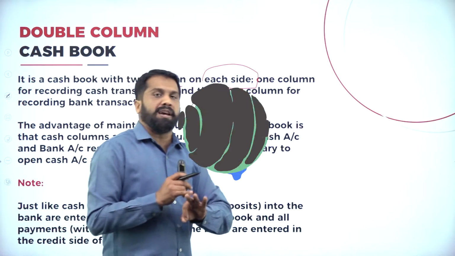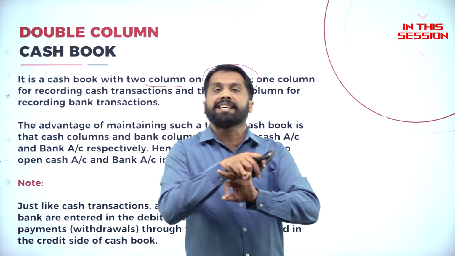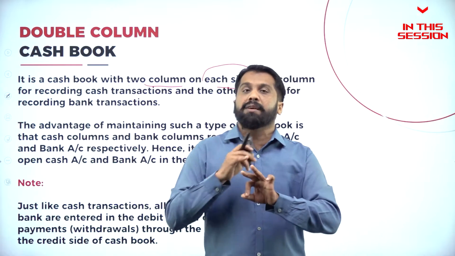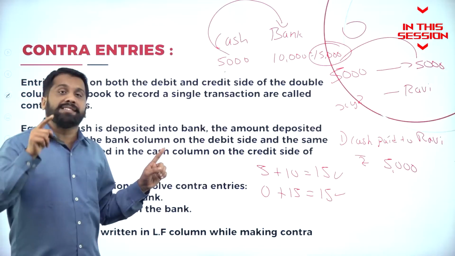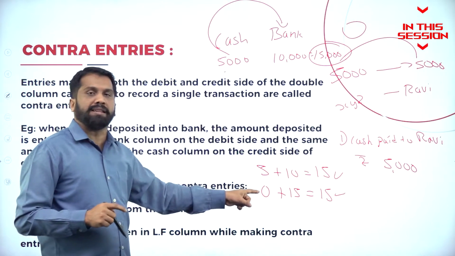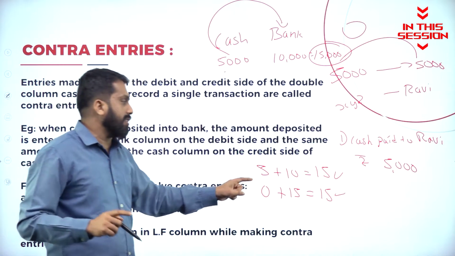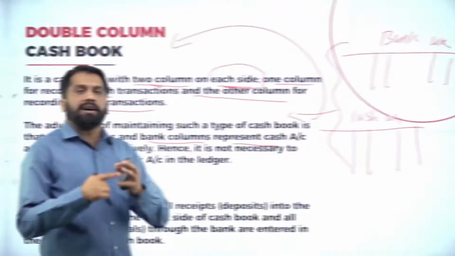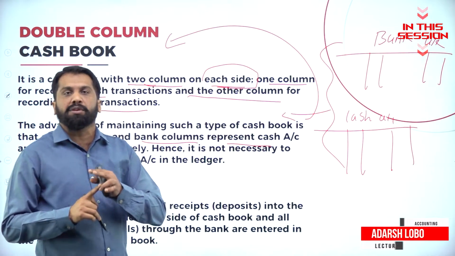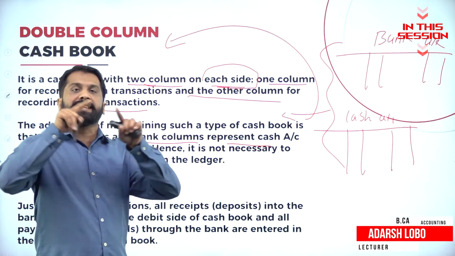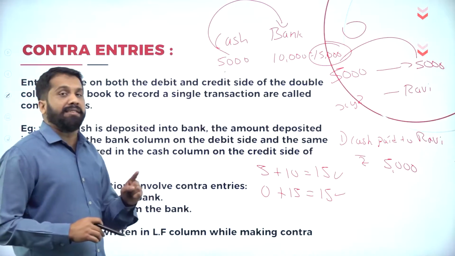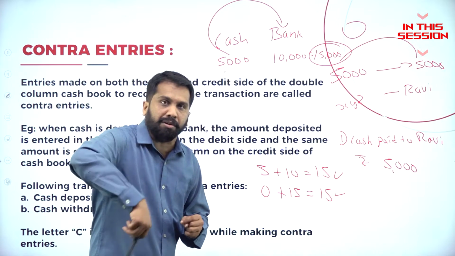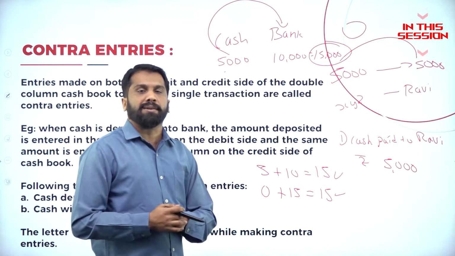In the simple column, we have only cash. That's why we call it single column. In double column, we have cash also, we have bank also. We call it double column. There is a change in cash balance, but there is no change in total balance. Your cash book and bank book both done in a single book is called two-column cash book. Any transaction that happens within your own account, we call it contra.